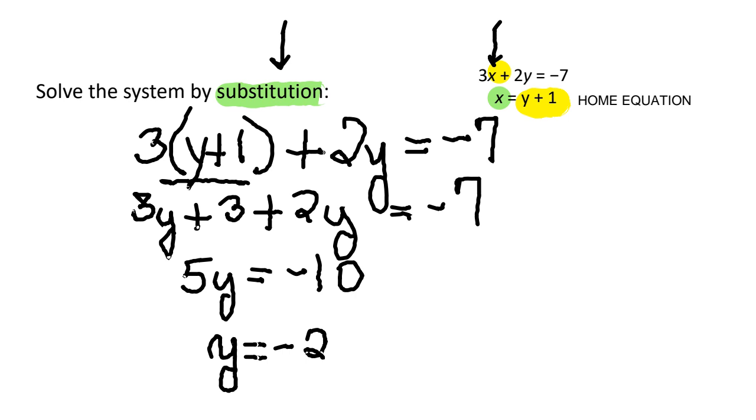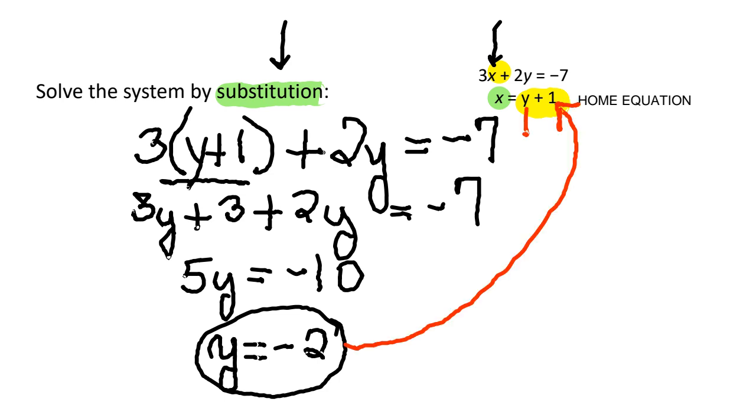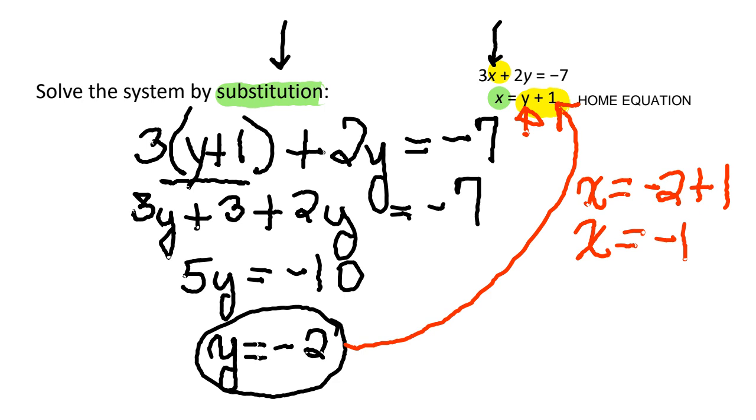But this is where the substitution comes in. I'm taking this y equals negative 2, and I'm going to return home. Where this y is, I'm going to write x equals negative 2 plus 1. Find x, which is negative 1. I return home. I got a value for y.